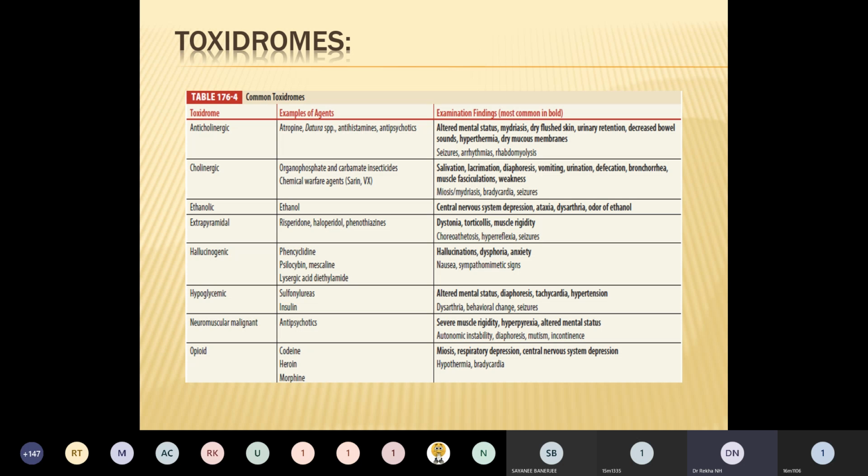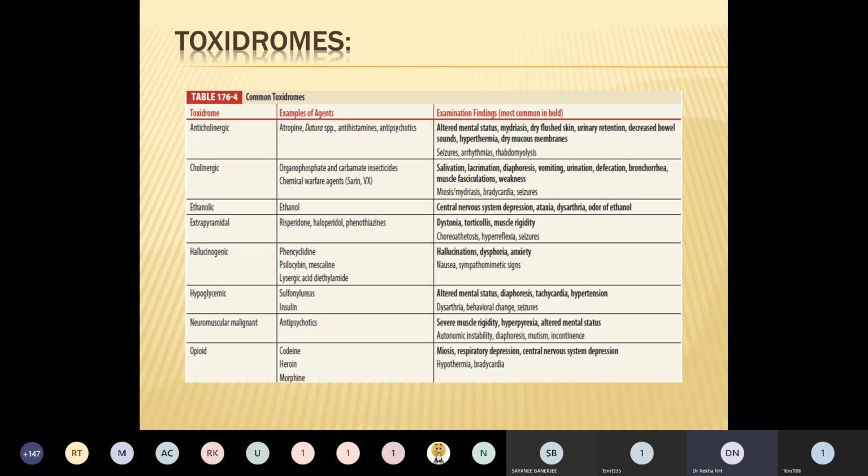Then the other group of drugs are hallucinogens, that is again LSD or phencyclidine. And the hypoglycemic toxidrome, that is anti-diabetic medication. If some person comes with excessive consumption of glibenclamide, that is a sulfonylurea, they can come with the features of hypoglycemia, that is diaphoresis, tachycardia, reactive hypertension.